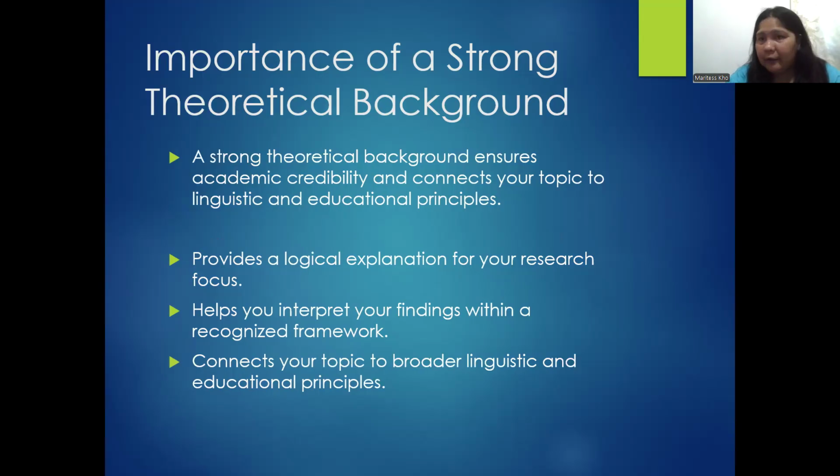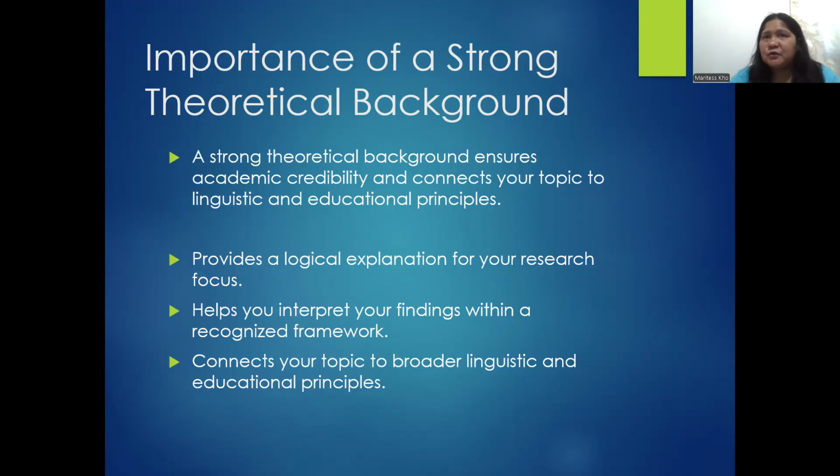And the last importance is that it connects your topic to broader linguistic and educational principles. Your theoretical background places your study within the larger field of language education and linguistics. It also links your specific research topic to universal principles of how people learn, how people communicate, and develop language skills.